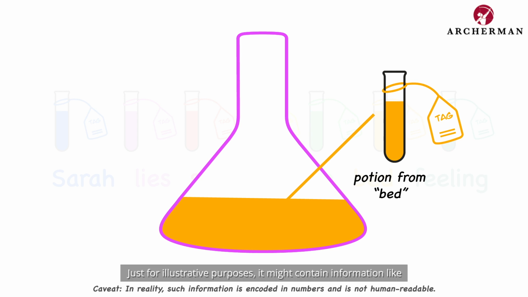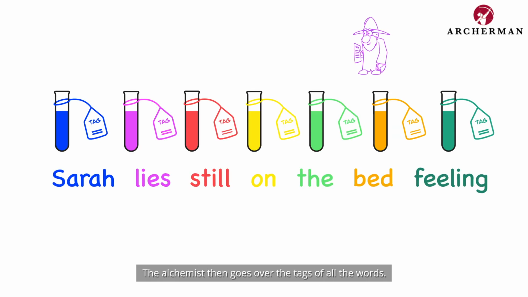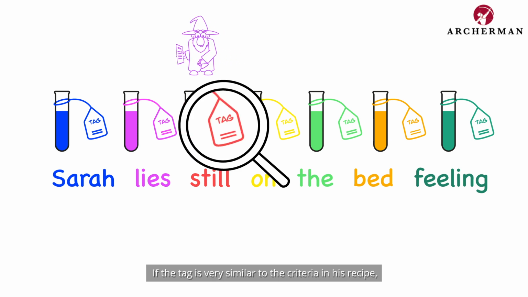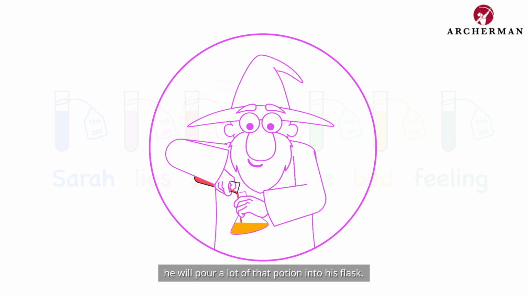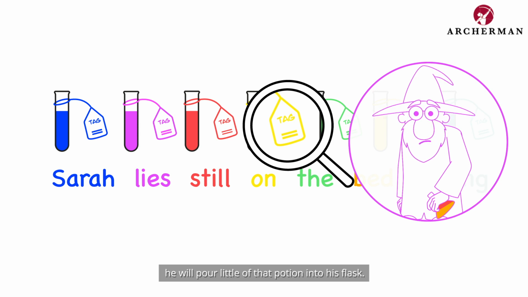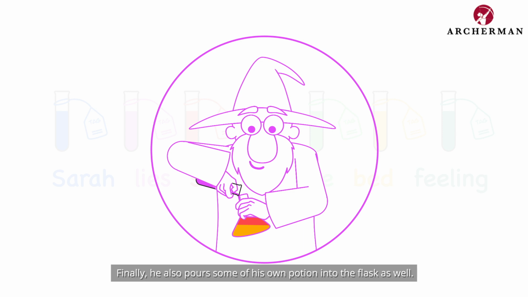Just for illustrative purposes, it might contain information like tired, restful, sleepy, sick. The alchemist then goes over the text of all the words. If the tag is very similar to the criteria in his recipe, he will pour a lot of that potion into his flask. If the tag is not similar to his recipe, he will pour little of that potion into his flask. Finally, he also pours out of his own potion into the flask as well.